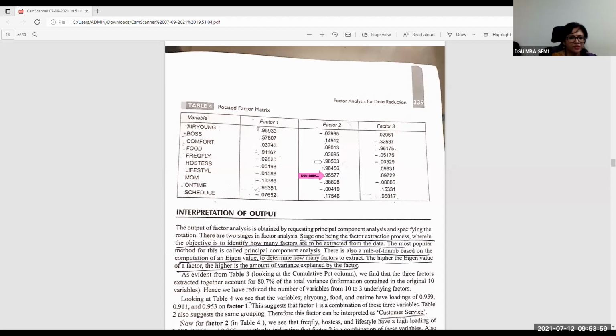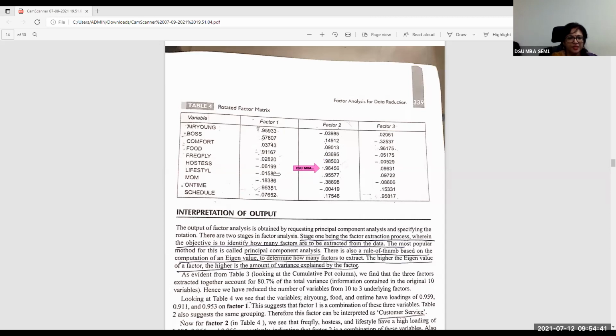Third is lifestyle. You see these three factors have low correlation in the other ones. So frequent flyer in factor 1 has a coefficient of minus 0.02, cannot be considered in factor 1. Frequent flyer has a coefficient of 0.98, close to 1, very strongly correlating to factor 2. But the same frequent flyer variable has a low coefficient of minus 0.00529 in factor 3, cannot consider there. So the frequent flyer variable will be considered in factor 2. Along with that, hostess, whether the air hostesses are beautiful or not, only comes in factor 2 with a high coefficient.